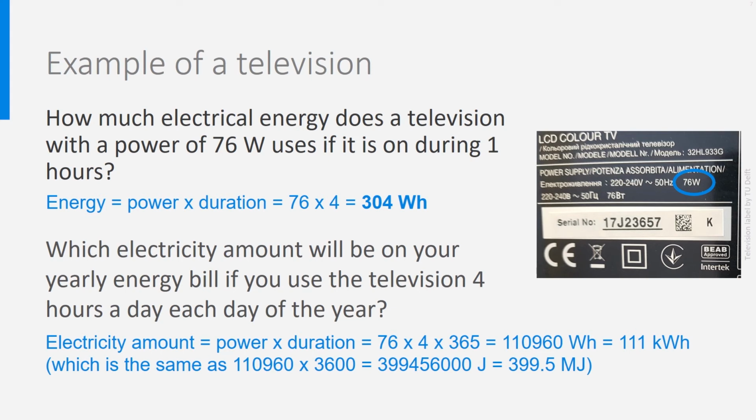And a final example, which amount of energy will appear on your yearly energy bill if you use the television 4 hours a day, 365 days a year. And if we assume this is your only electrical appliance, of course. Power is 76, duration is 4 hours, times 365, so the total is 110,960 watt-hour, which is the same as 111 kilowatt-hour. If you like, you can also convert these watt-hours into joules by multiplying the watt-hours by 3600, which gives 399,456,000 joules, which is the same as 399.5 megajoule.